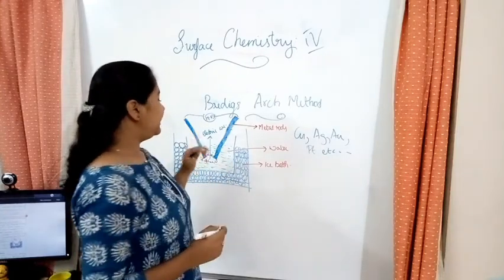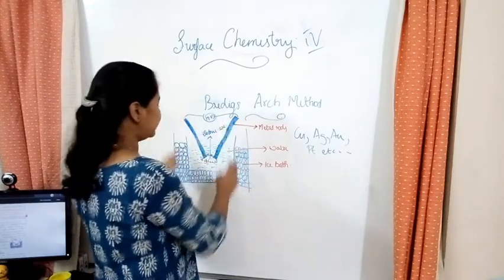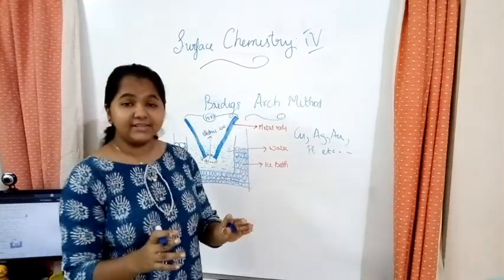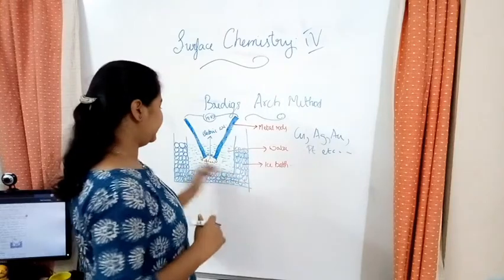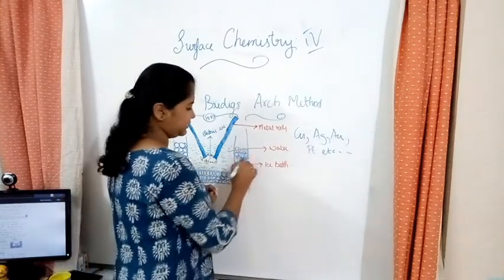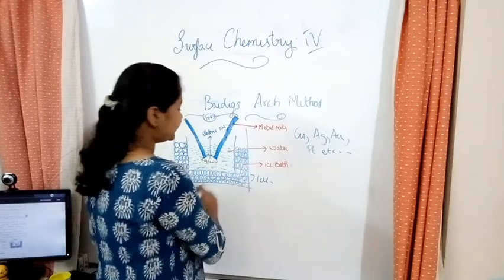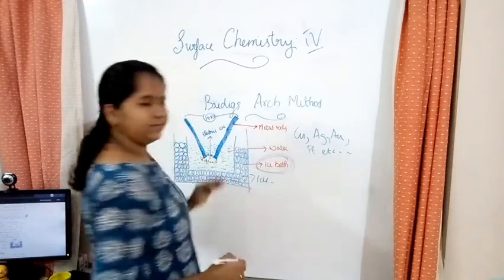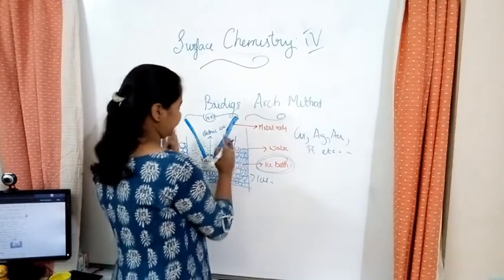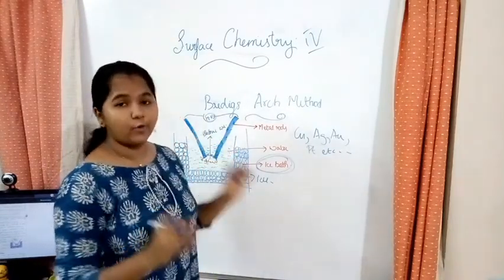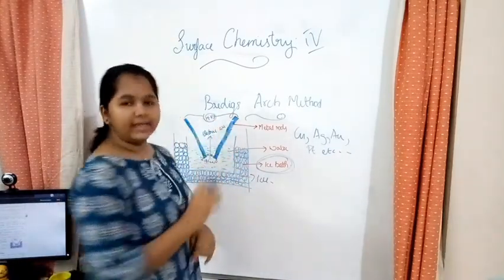After dipping, this is kept in a container, no? That container is in turn kept in ice. This blue colored thing is ice. This whole setup is called an ice bath. So this is how it is kept. And then a high voltage supply is given to the two electrodes.